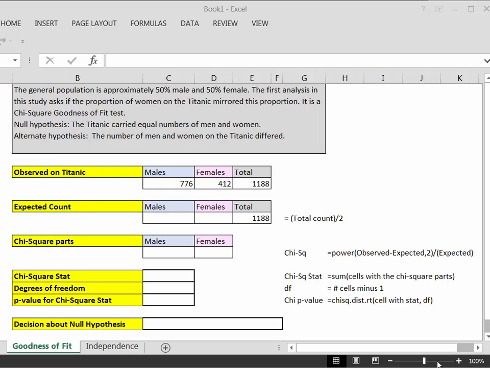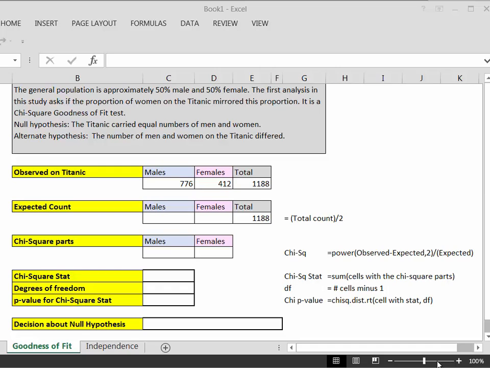In this example for carrying out the computations and actually finishing the test, I'm using data from the Titanic sinking in the early part of the 20th century. And we'll do a fairly simple goodness of fit test that is not particularly interesting or surprising in its results, and then we'll have a more interesting test of independence.